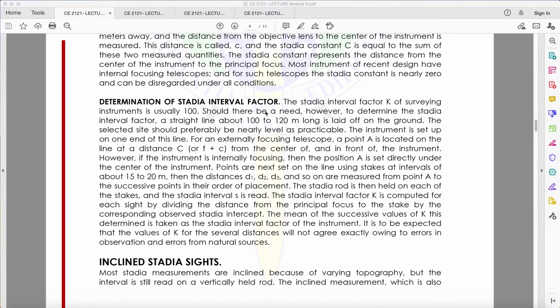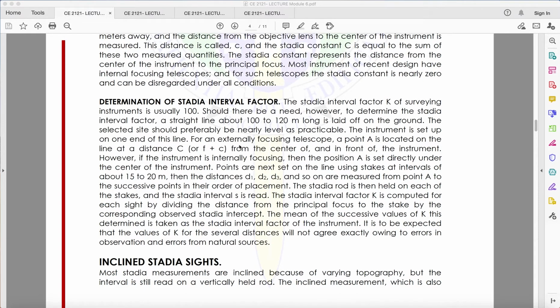The stadia interval factor K of a surveying instrument is usually 100. Should there be a need, however, to determine the stadia interval factor, a straight line about 100 to 120 meters long is laid off on the ground. Take note, it is laid off on the ground. The selected site should preferably be as level as practicable. The instrument is set up on one end of the line.